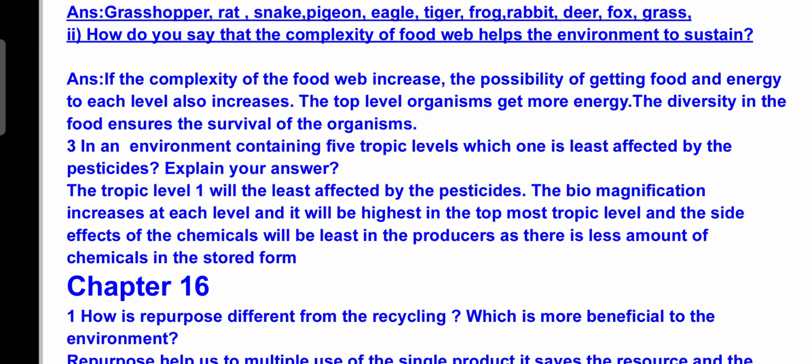The diversity in the food ensures the availability of the food, and also the increase in the amount of food they get. So it helps the survival of the organisms. You can write the answers like this.